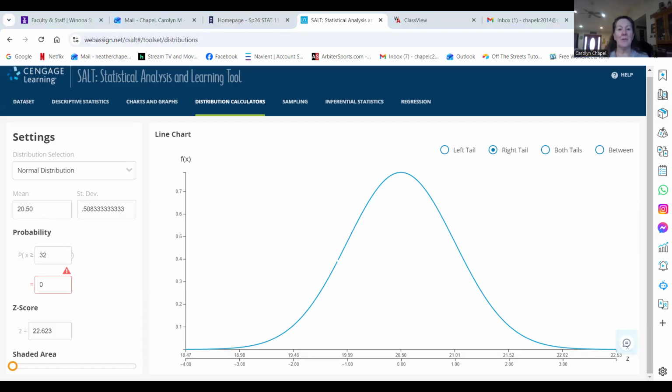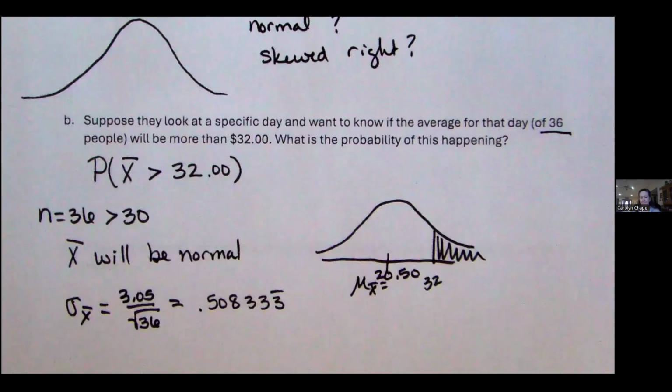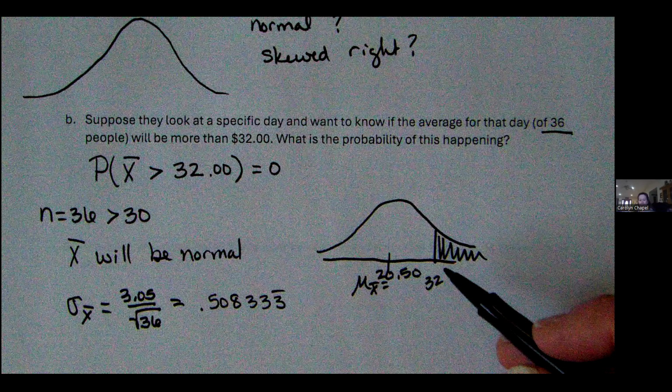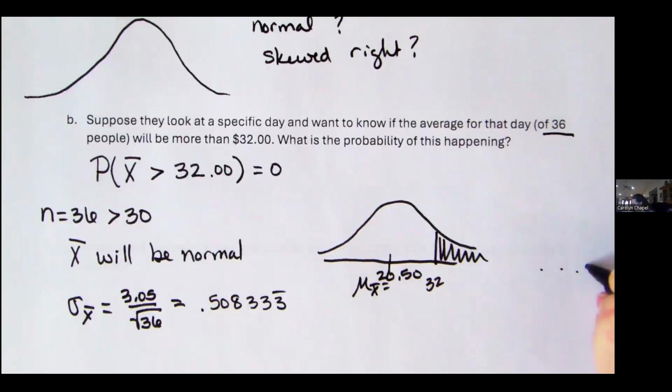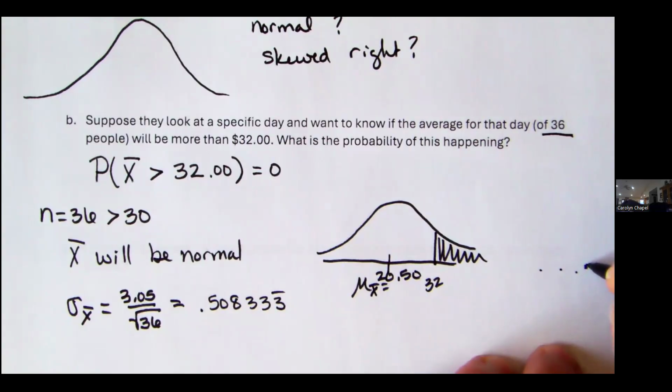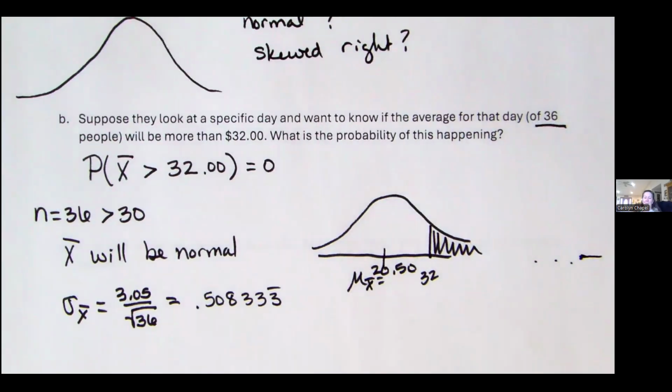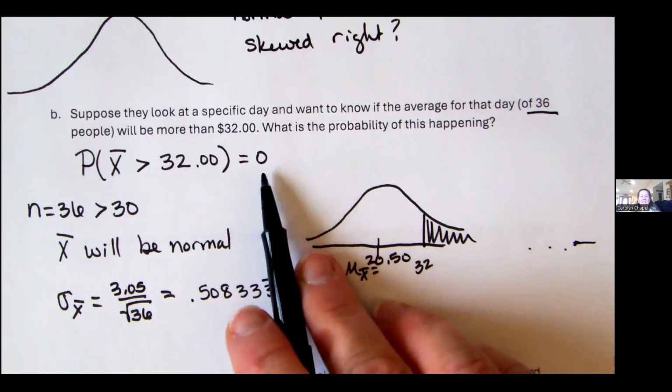Okay, I'm going to go back to our camera, to our notes. So with this happening, my picture obviously was really wrong. 32 is way up here somewhere. And basically the curve is right on top of the x-axis. So that's why we do get a probability equal to 0.